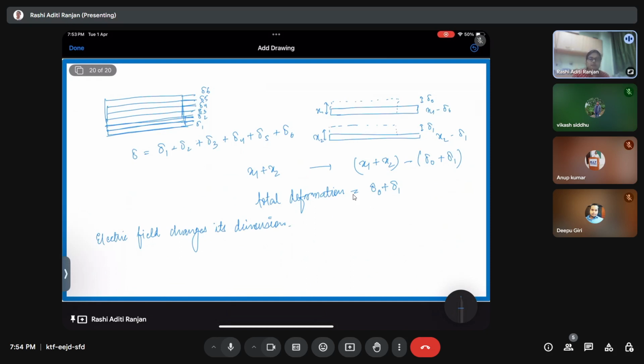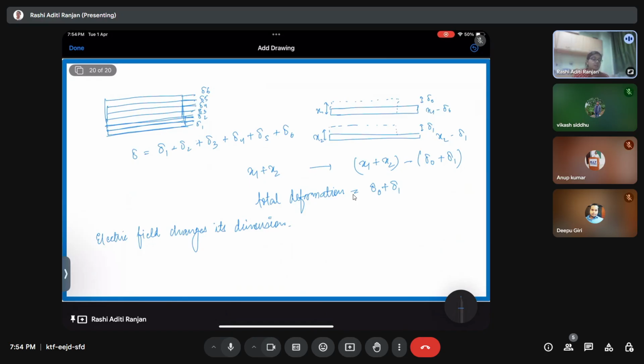Because this kind of system is definitely going to possess a nonlinear behavior of stiffness. It is not going to have a linear stiffness, right? Because it's a material, and material possesses nonlinear stiffness. So its stiffness is going to change, its dimension is going to change. So we are calling it active because with the variation of the electric field, what is happening? It is changing its dimension.